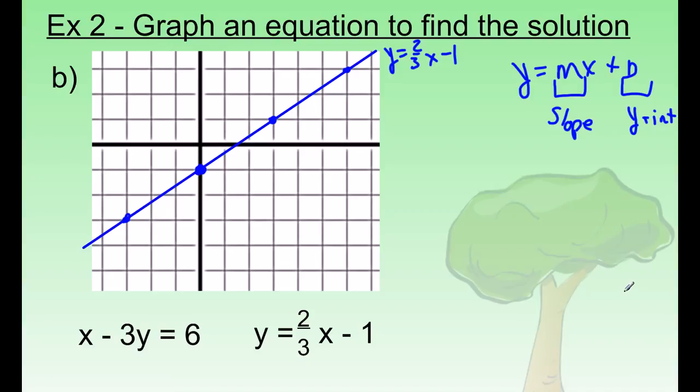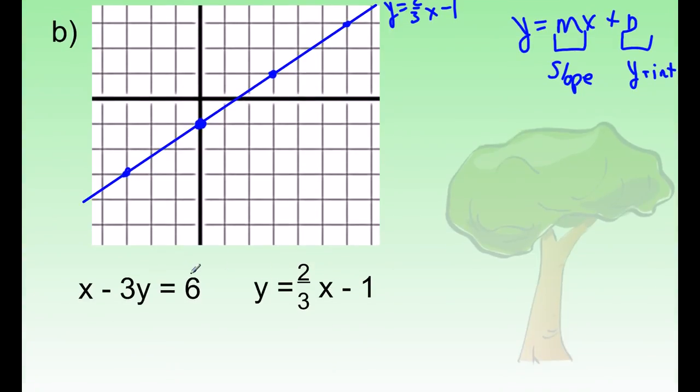All right, our second equation. The second equation, as before, is not solved for y. So we want to solve for y. We want to get the y variable by itself. That way it's in slope-intercept form, so we can graph it. So our goal here in this one is to start by solving for y.